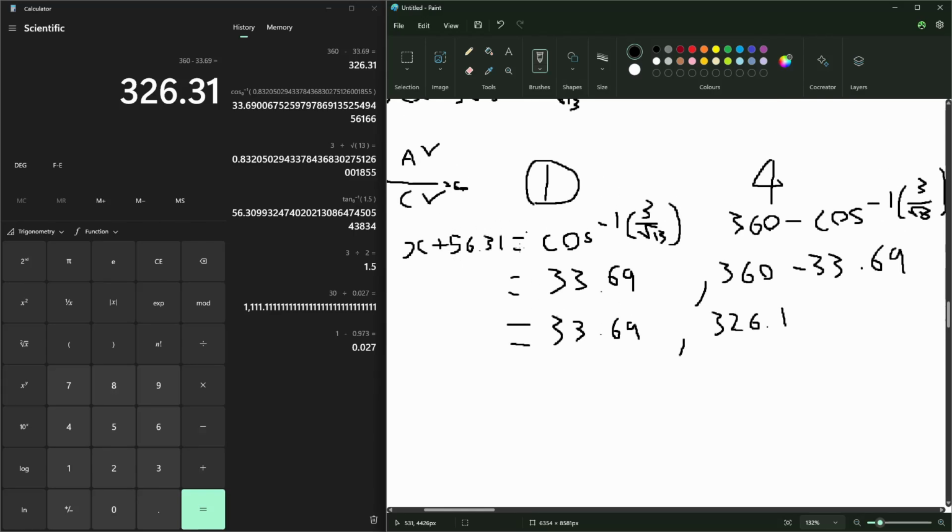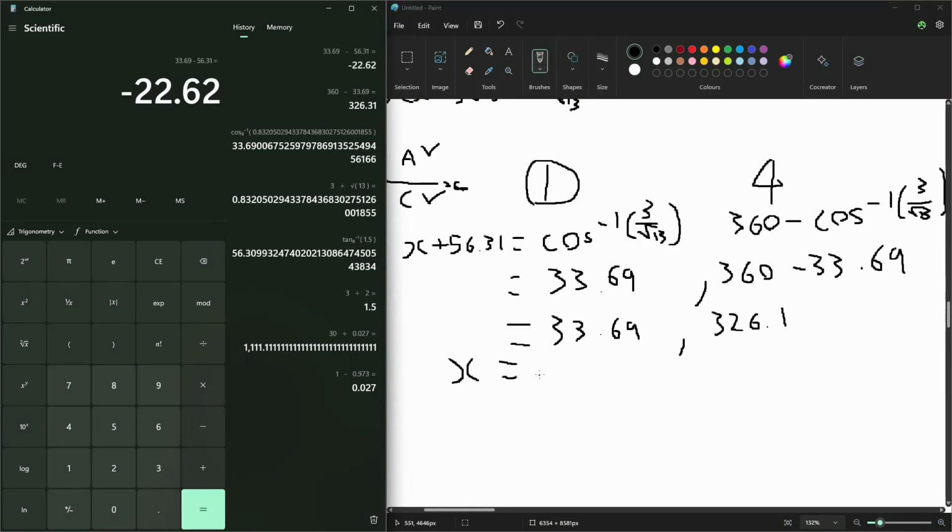Okay, now the interesting bit though. We've got this phase angle to worry about, which means that we need to take away 56.31 from both these answers. So 33.69 minus 56.31. Uh-oh, we've got a negative answer. Don't worry about it, we can sort it out later. And then this one should be no problem.